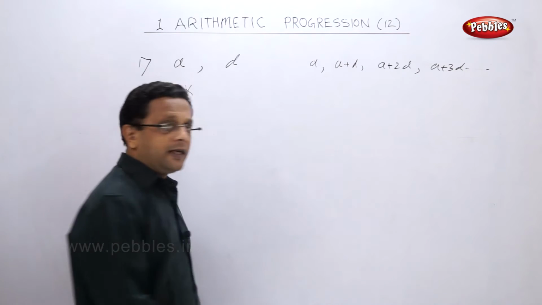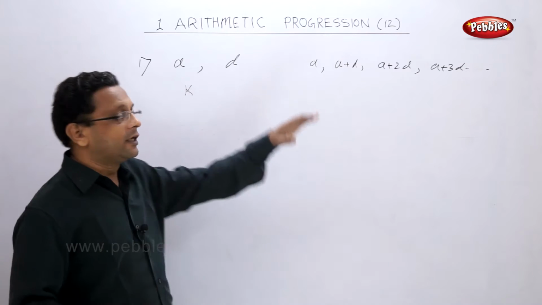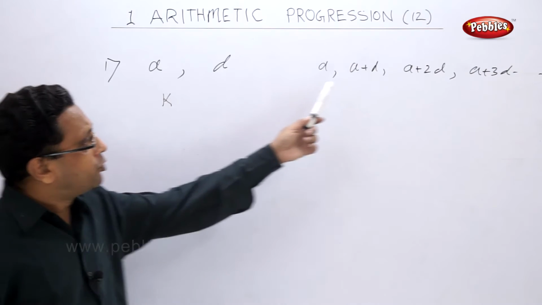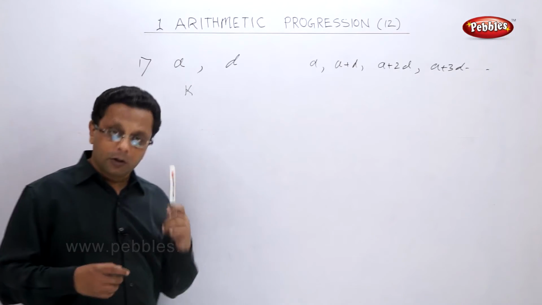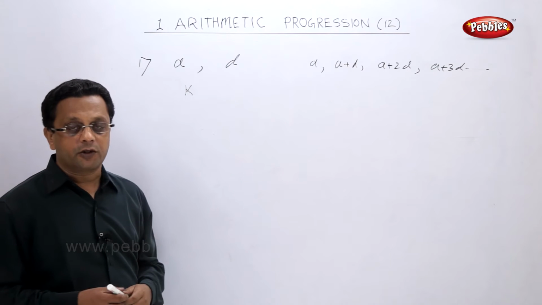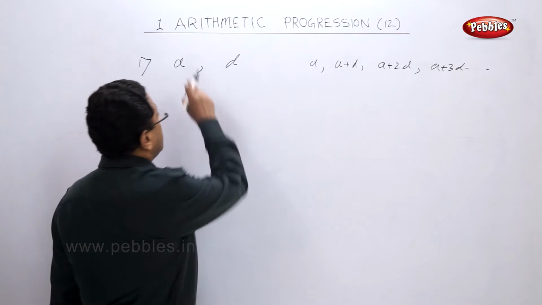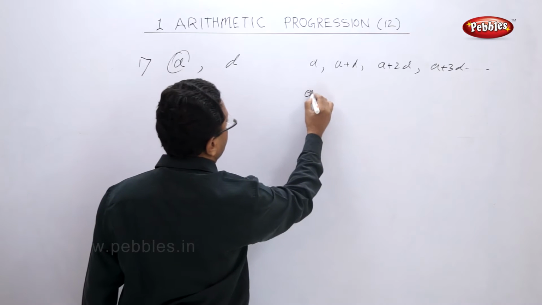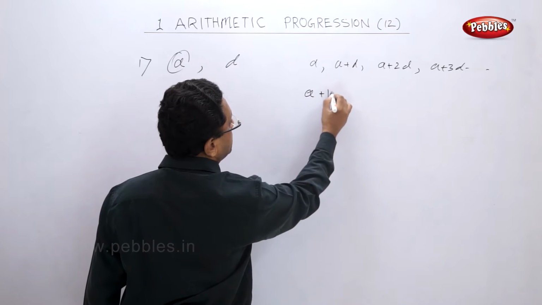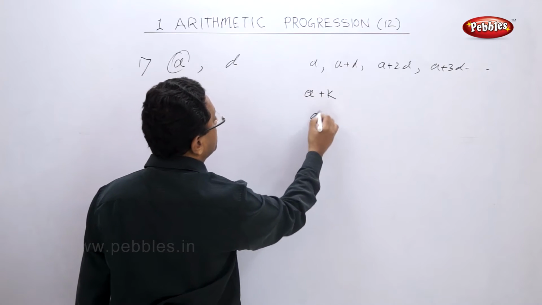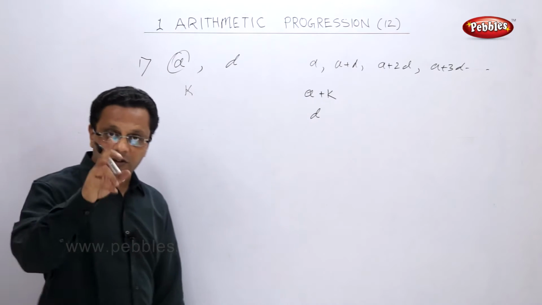So if you add k to each and every term, whatever new sequence you get will also be in arithmetic progression, with only the first term changing. Now the first term will be a plus k, but the difference is d. This is the first property.